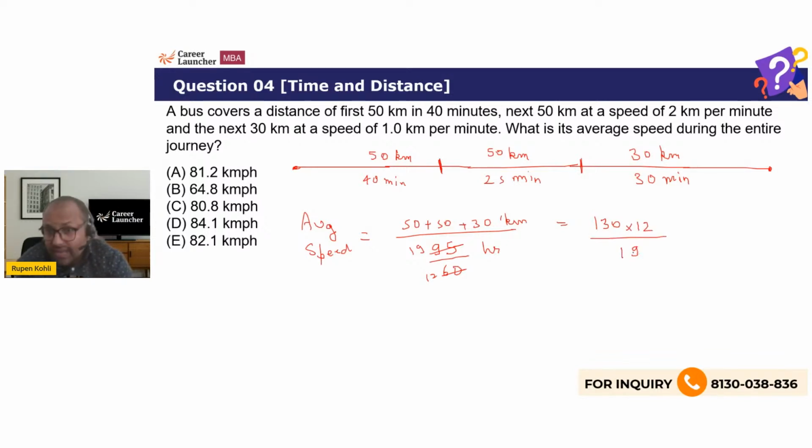So I'm getting a fraction. I need to calculate that in the decimal value approximately. 13 12s are 156. So this is 1560 over 19. Let's calculate this approximately. 19 8s are 152. Then 40. So 19 2s are 38. And then 2 is remaining. 2 by 19 is almost 0.1 or so. Yeah, so 82.1 approximately is the average speed, right? So very simple basic question of average speed. Total distance covered by total time taken is the simple concept of average speed.